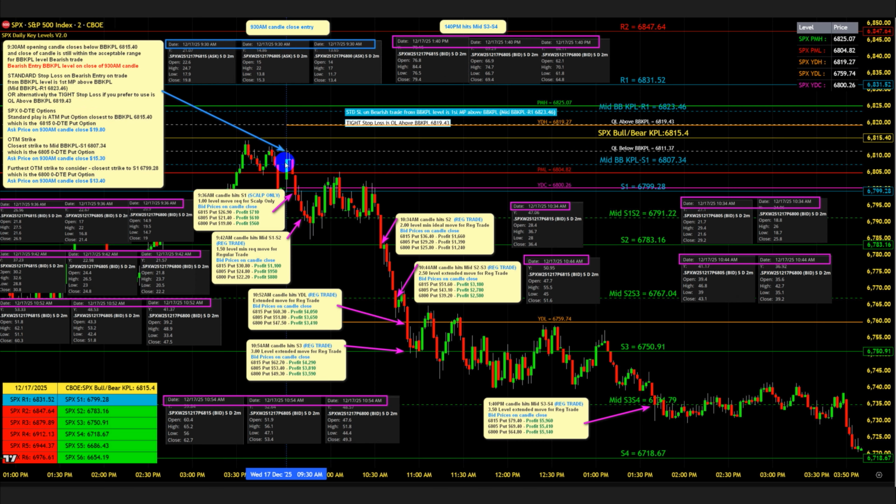Okay, so on this particular trade here, our tight stop loss is going to be the QL above the bull bear KPL, or the standard stop loss on the bearish trade from the BBKPL level is going to be the first midpoint above. With this particular strategy, it is preferred to use the standard stop loss level. However, whether you use the standard or tight stop loss is up to each individual trader and their risk profile.